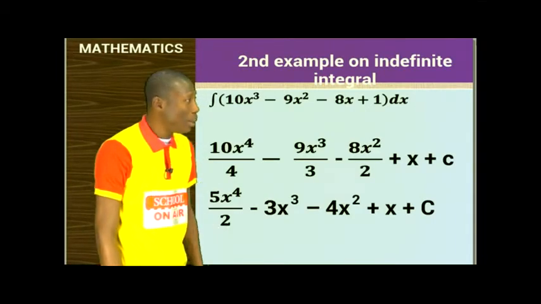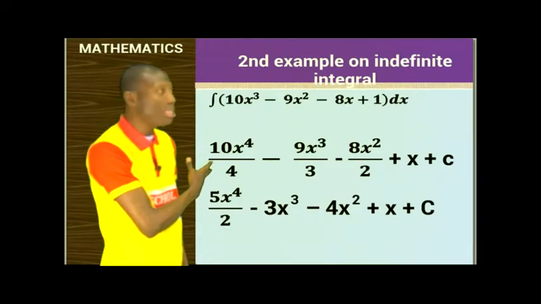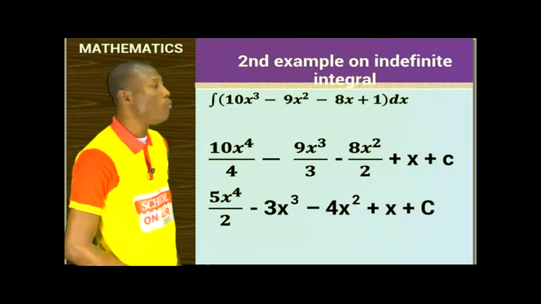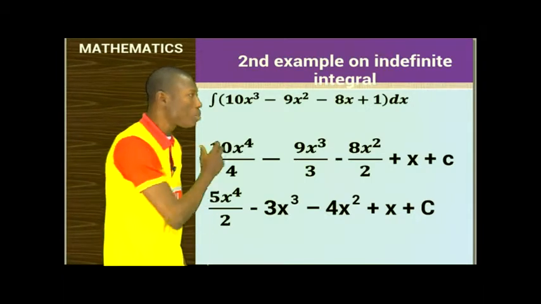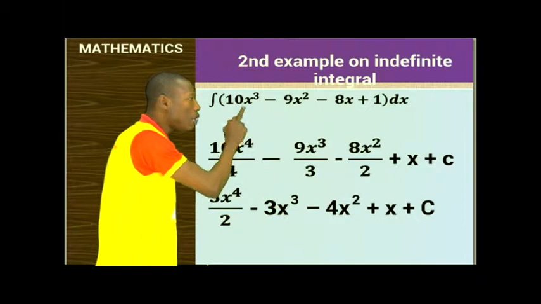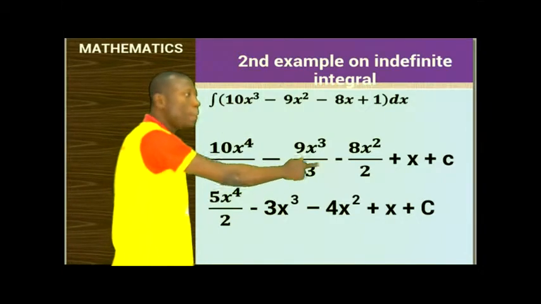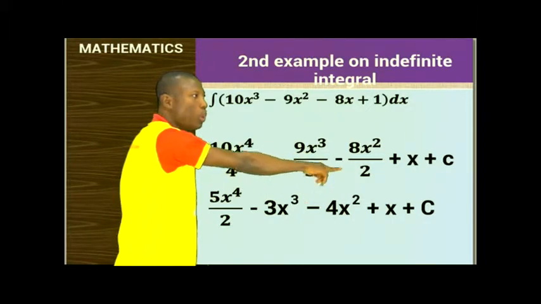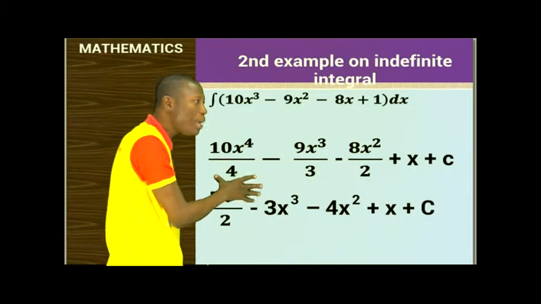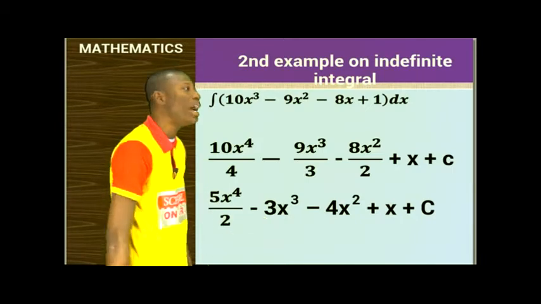Now this is the second example. I have another example. This also is an example of indefinite integral. So in this place, if I integrate this, I have 10x all over 4 minus 9x cubed all over 3 minus 8x squared all over 2 plus x plus c. Then if I break it down, I have this as my final answer.